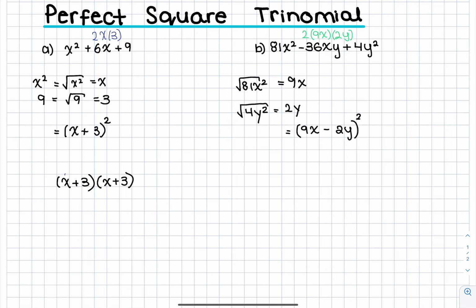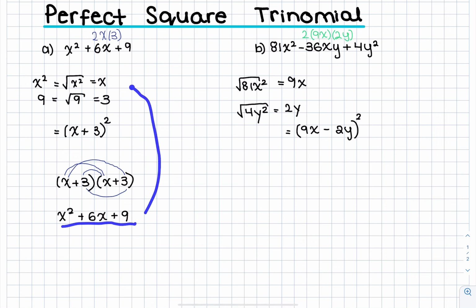So to FOIL it, we have our first, which gives us x times x, or x squared. We have our inside, which is 3x, and our outside, which is 3x. And those will add together to give us 6x. And then our last, which will be 3 times 3, gives us the 9. And that gives us exactly what we started off with at the top here.